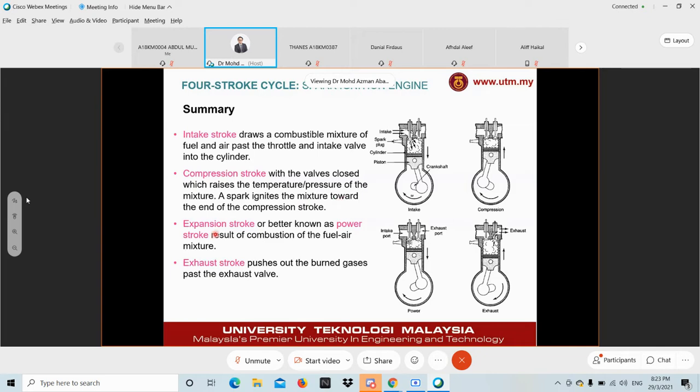Okay. And then you have the expansion stroke. Combustion happens, and then the gas expands, and it pushes the piston downwards, or better known as the power stroke, as a result of the combustion. And then, of course, lastly you have the exhaust stroke, where the piston moves back up from BDC to TDC to expel all the gases that have been burned and already combusted outside through the exhaust valve.